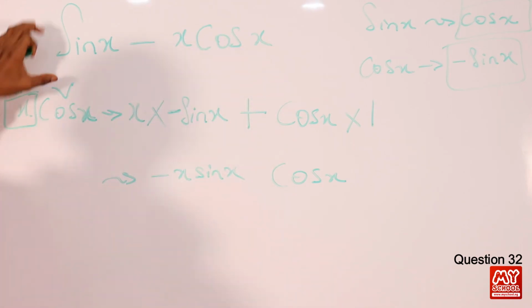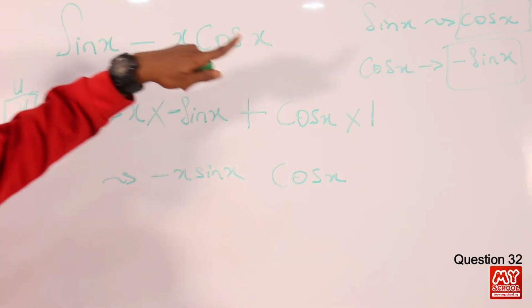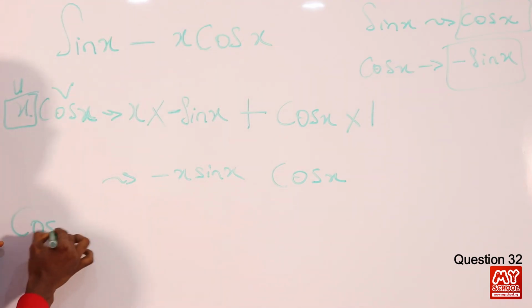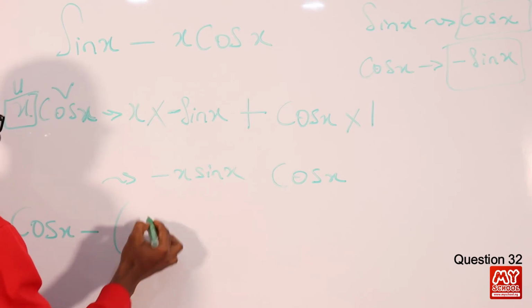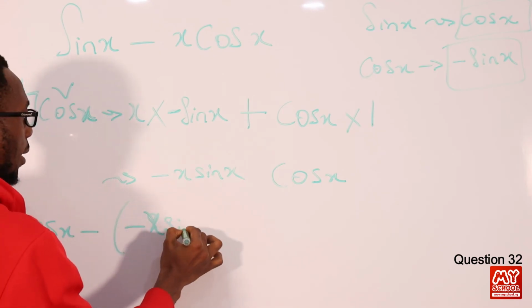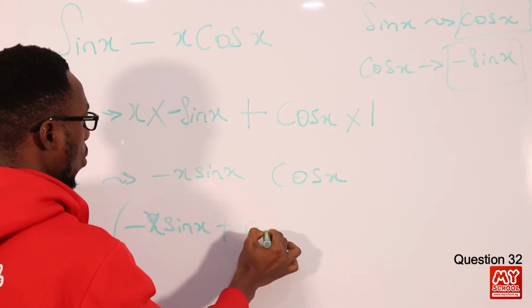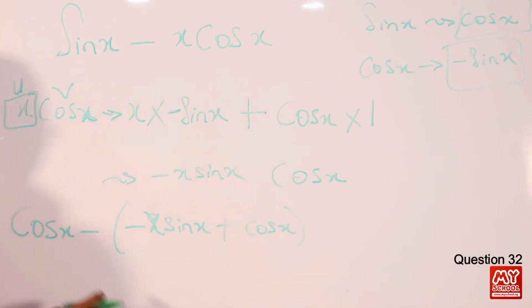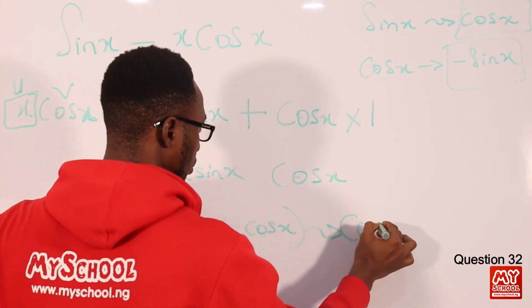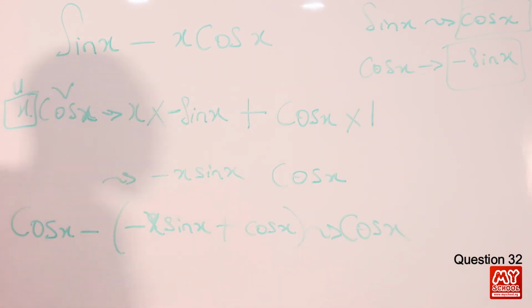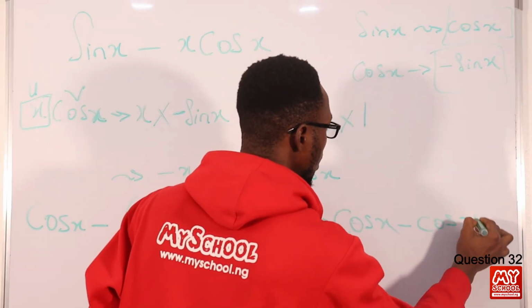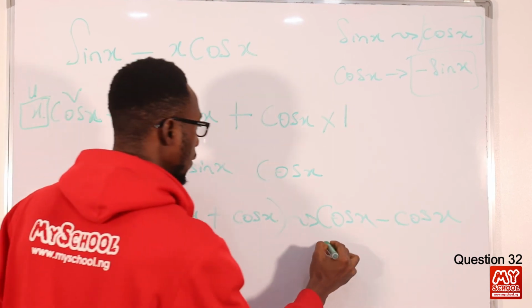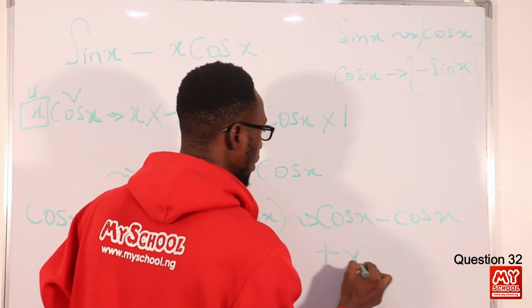Remember, if I differentiate sine x, it will give me cos x. So that will be cos x minus this, after it has undergone operation. So I have minus x sine x, then I have plus cos x. By the time I open up the brackets, minus times minus becomes plus. Let me just collect like terms to shorten the process. So I have minus times plus, this is actually minus cos x. Then we have minus times minus, then we have plus x sine x.